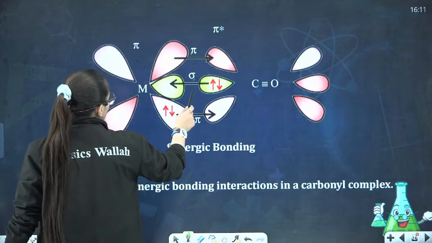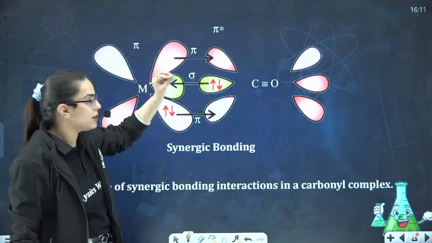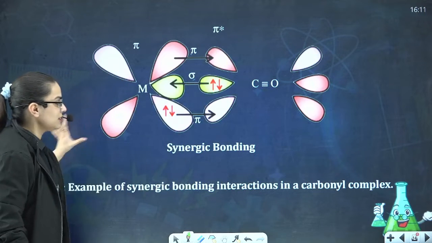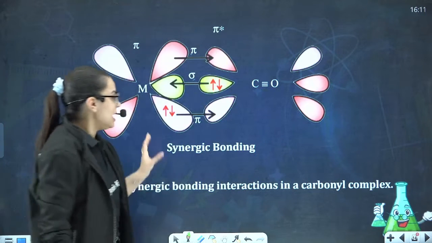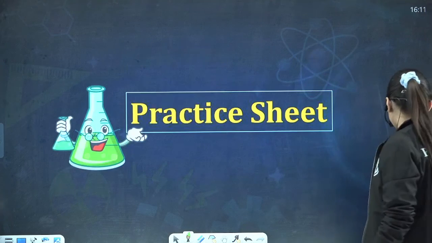Here this is the sigma bond that is being formed, and here this is the pi bond that is being formed. In the case of pi bond, it is moving into the anti-bonding pi star orbital. Is it clear? Now these are the interactions with respect to your carbonyl complex, and this is a kind of synergic bond. Now students, we shall start our practice sheet questions.